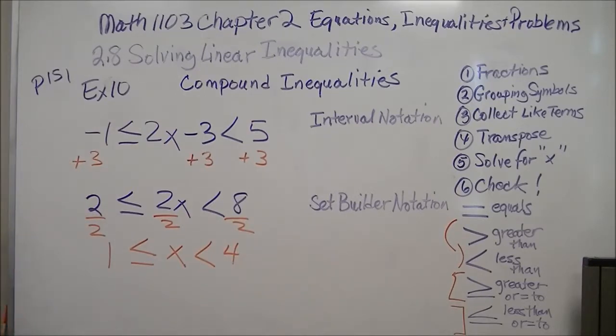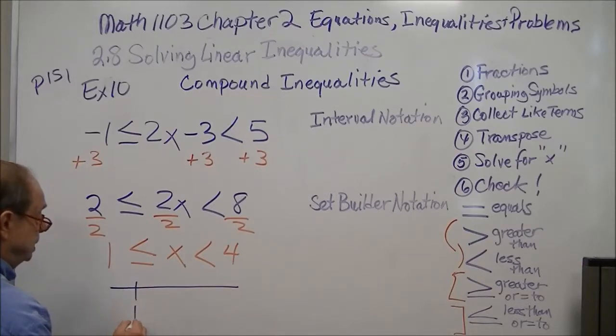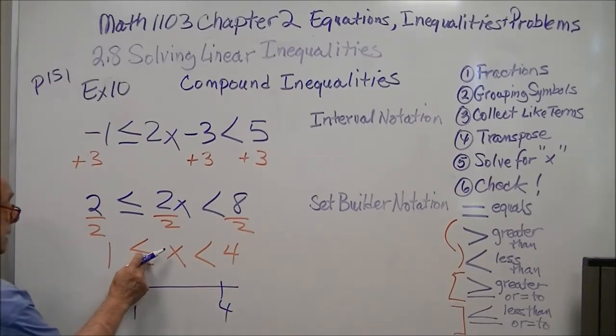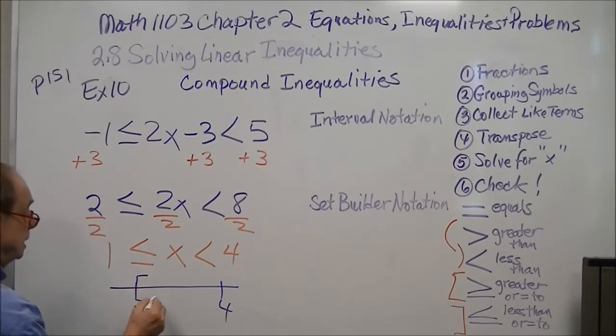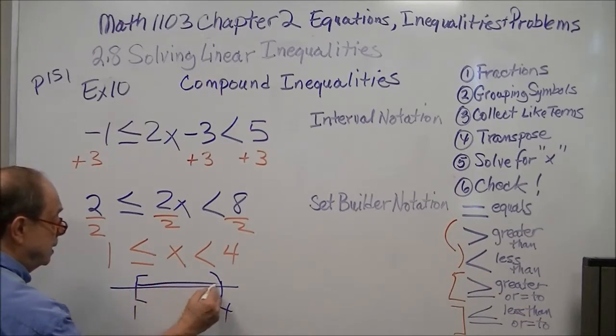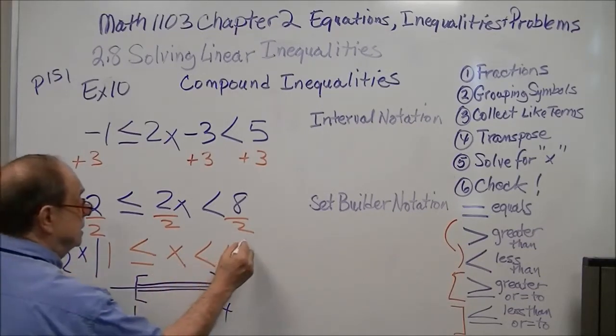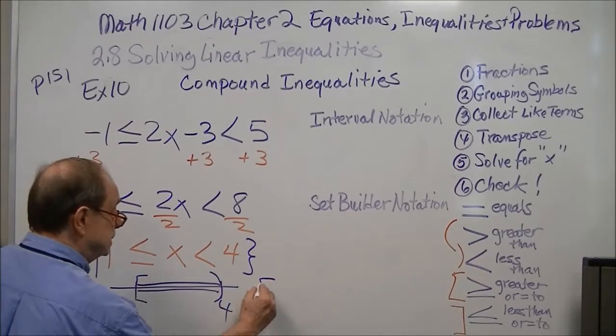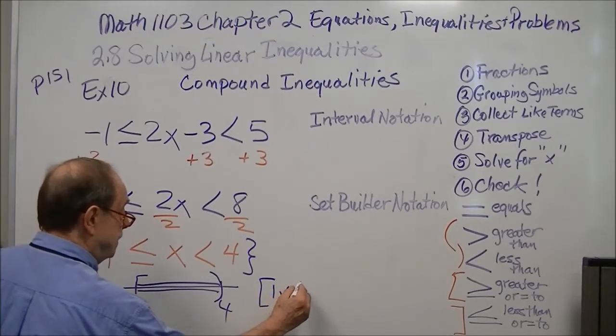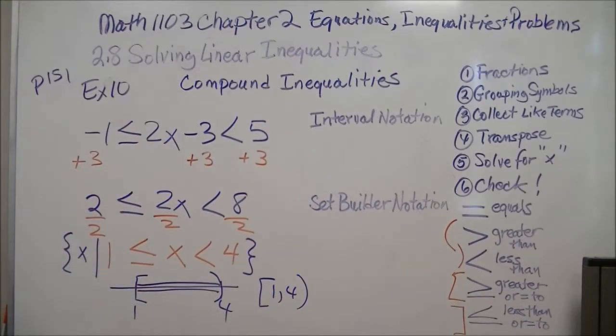So when we graph it, our numbers are 1 and 4. And then here we're going to have a bracket. Here we're going to have a parenthesis. We're going to fill it in. This is our set builder notation. And our interval notation is bracket 1, comma 4, parenthesis. Now I don't know if you've noticed that building interval notation from the graph is really the best way to go, because these two relate. And we're going to wind up the chapter here shortly.